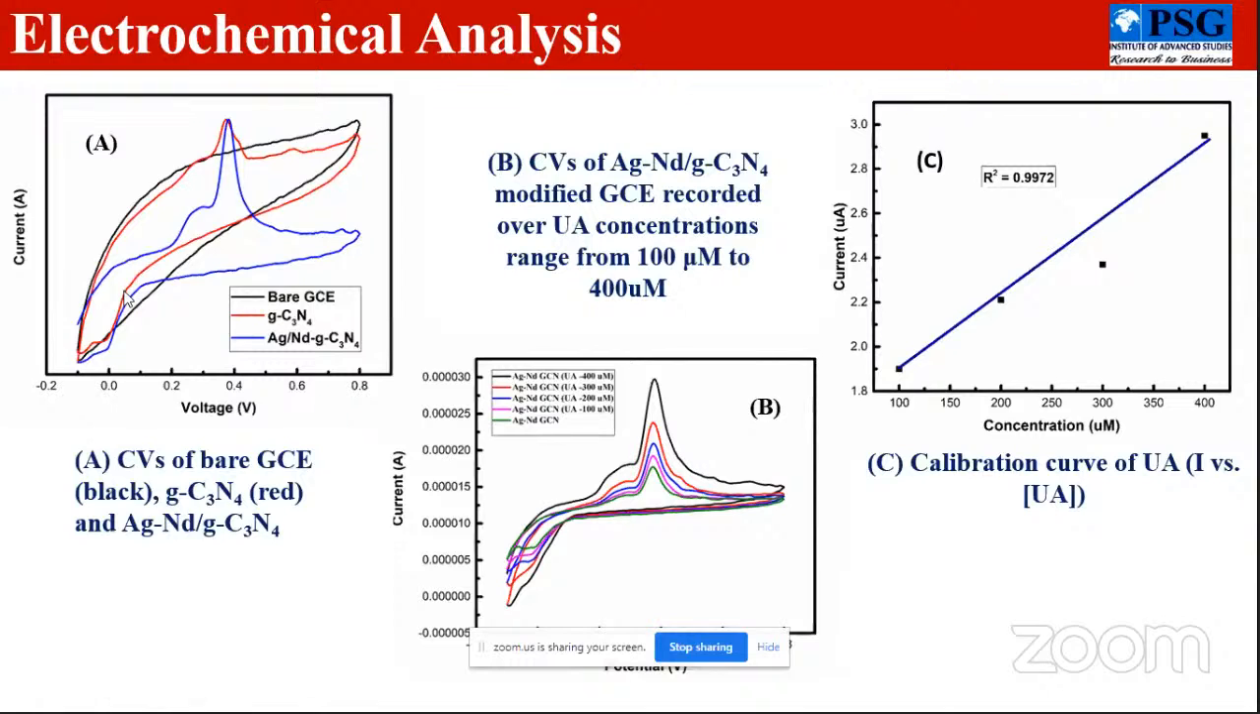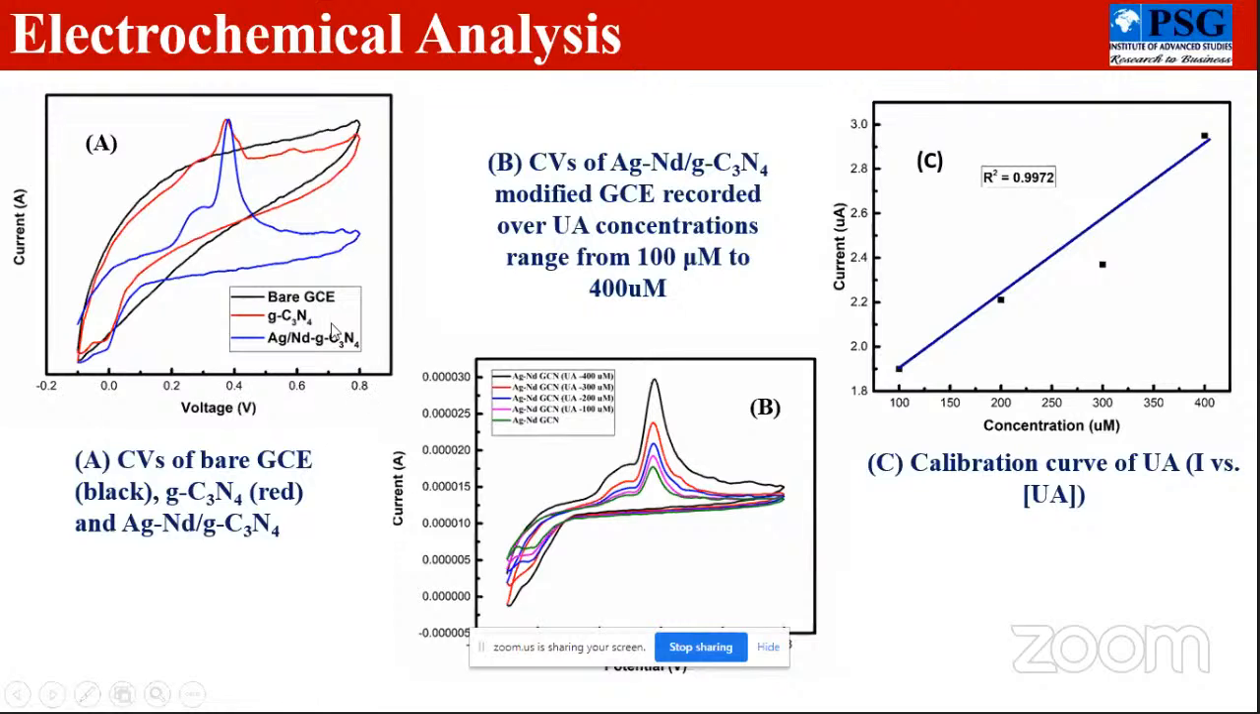Then after the confirmation, morphological and structural characterization of the material, we have done the electrochemical analysis. In the electrochemical analysis we used 0.1 molar PBS buffer as the electrolyte and a glassy carbon electrode as the working electrode. This black one is the CV of bare GCE. Then this is the CV of graphitic carbon nitride, and the blue one represents the CV of AgNd g-C3N4. From this it is clear that a strong oxidation peak is observed at 0.39 volt.